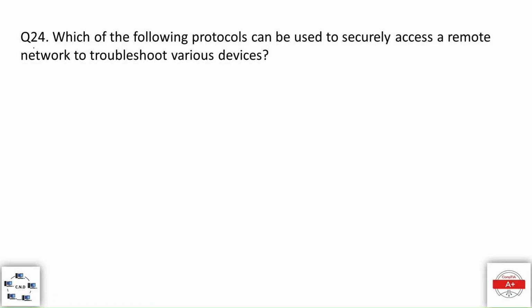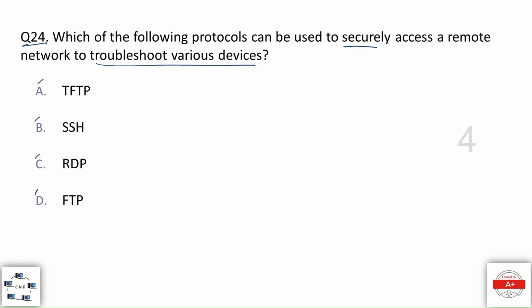Let's move on to question number 24. Which of the following protocols can be used to securely access a remote network to troubleshoot various devices? The options are option A, TFTP, option B, SSH, option C, RDP, option D, FTP. So remember, we talked about remote troubleshooting, configuration, or management of devices and secure management. Which protocol is used for secure management and configuration of devices remotely?